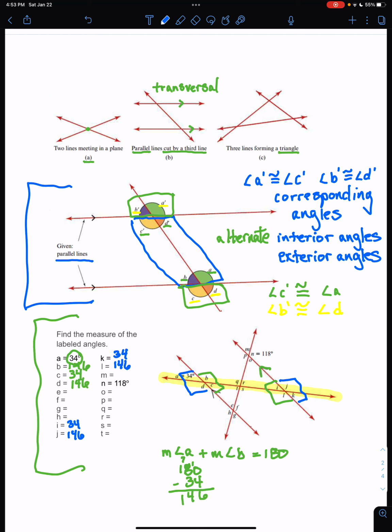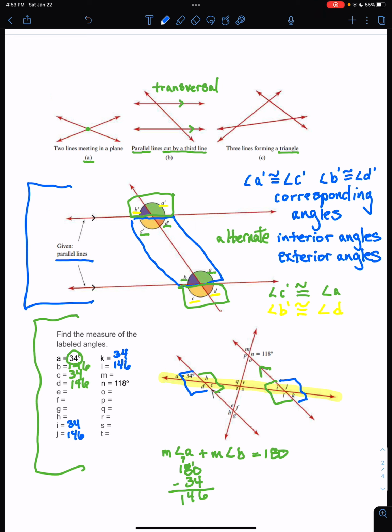corresponding angles. We can also check it by looking at alternate interior angles, which should be congruent. So B and I should be congruent. B and L should be congruent, and we see that they're both 146. C and I should be congruent, and we see that they're both 34. We can check the alternate exterior angles as well if we want to. There's lots of ways we can find all of these measures.